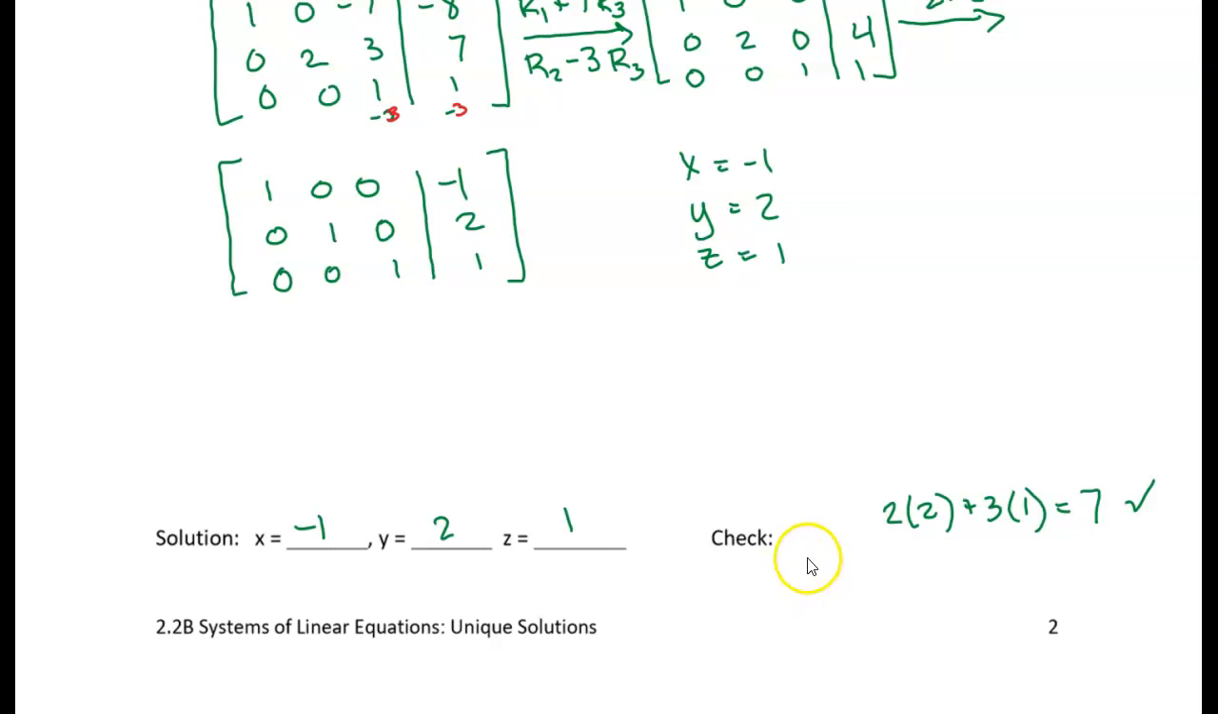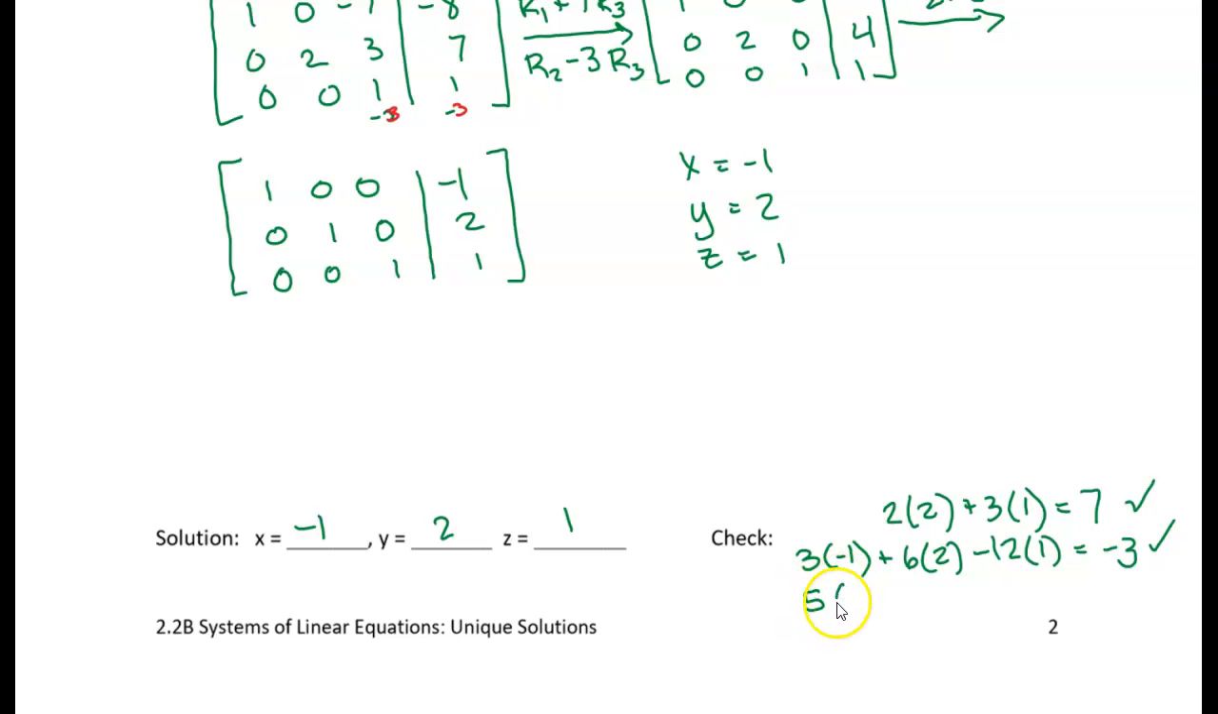The next equation is 3 times x, so x is negative 1, plus 6 times y, y is 2, and then minus 12 times z, which is 1. I want that to be a negative 3. So let's check it. Does it work? Minus 3, and then I have a plus 12 and a minus 12. The plus 12 minus 12 cancels out, and I just get negative 3. So perfect, that works.